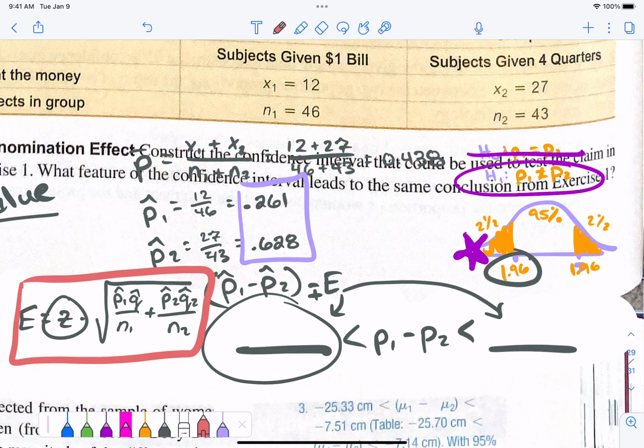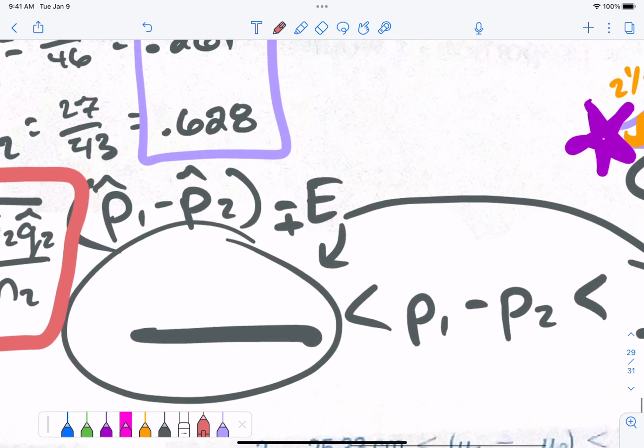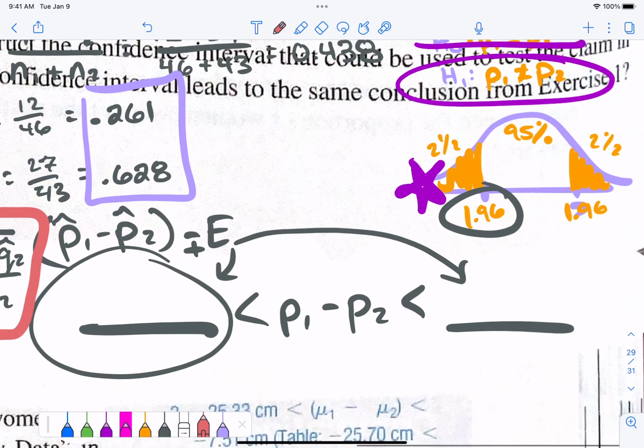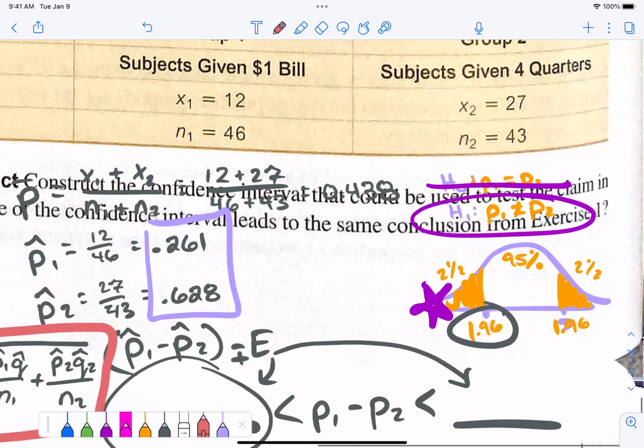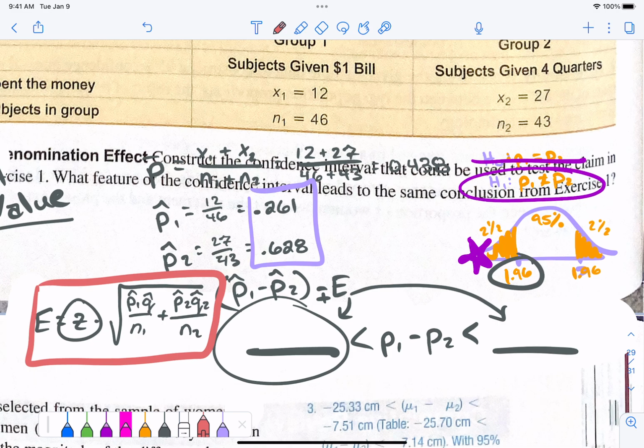Oh, I know what I did. Give me a second. Let me retype this. I used the same. Wait, what's N1? 46. What? 0.193. 46 and 43. Round. Emma, I was just kidding.